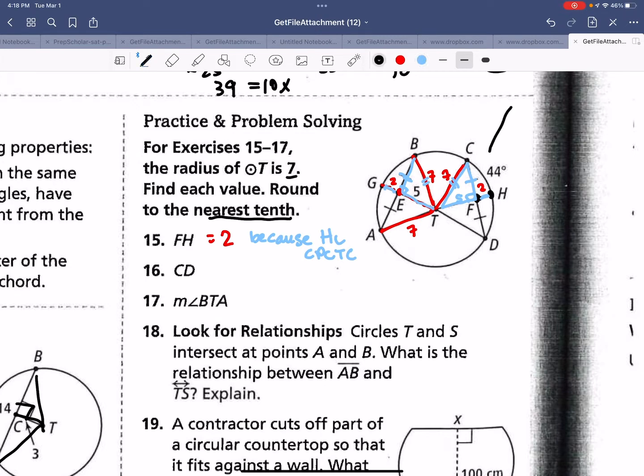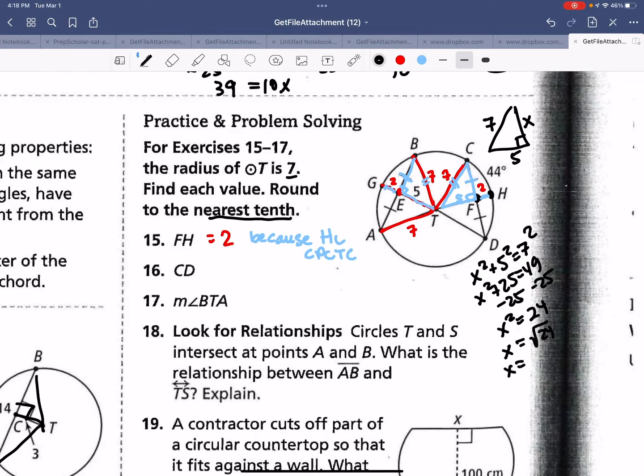Okay, CD. Well, let's see. We have a triangle. This is 5. That's 7. We can solve for that, right? So x squared plus 5 squared equals 7 squared. What do we get here? So x is equal to the square root of 24. It said round to the nearest tenth, so 4.9.